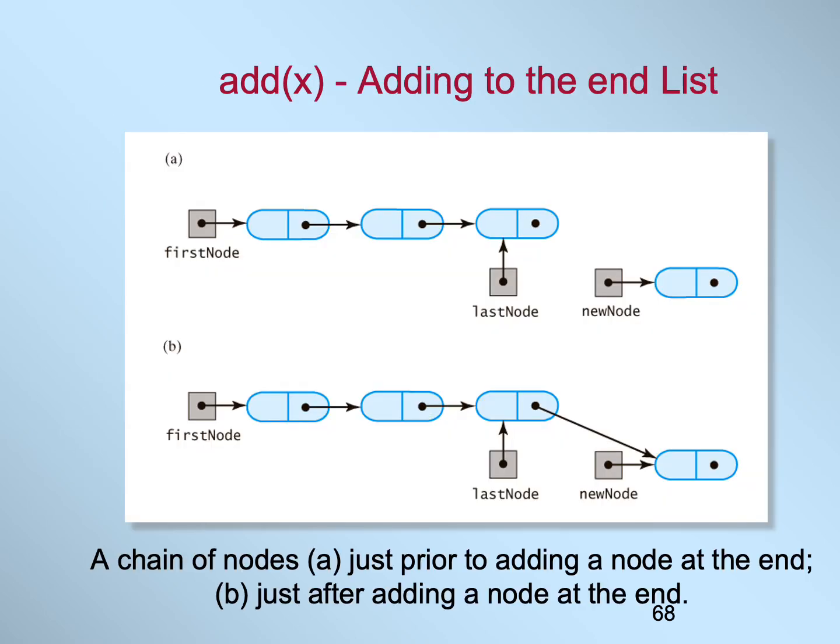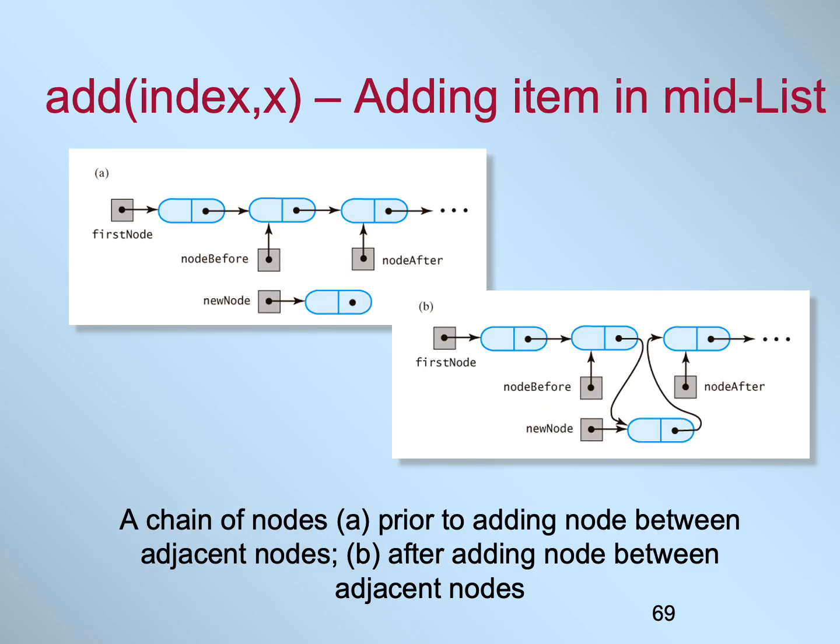This figure shows a chain of nodes. The first one is just prior to adding a node at the end, and the second one is just after adding a node at the end. By using the method add(index, x), we can add an item in the middle of the list. The figures show how it is being added in the chain of nodes using linked list.